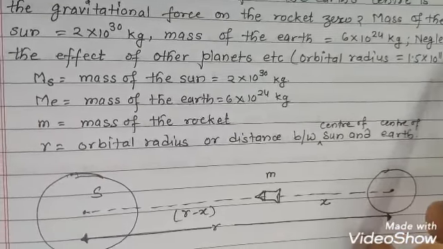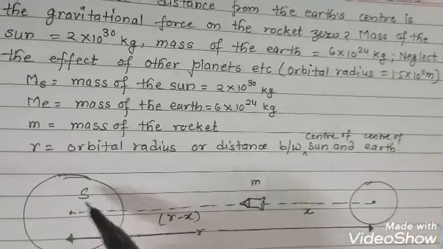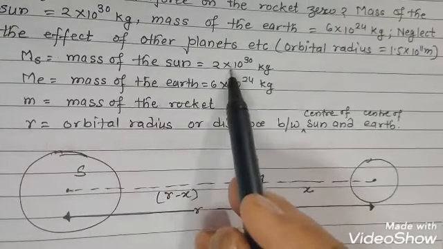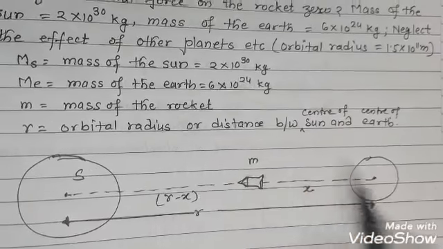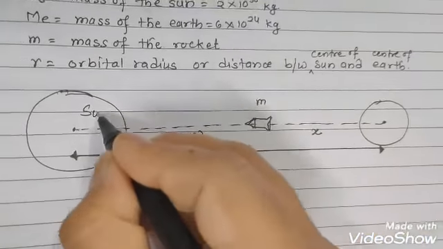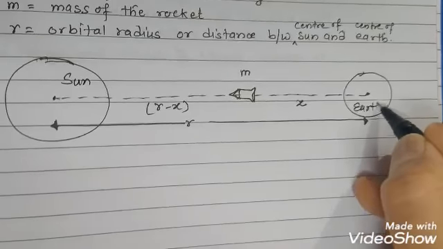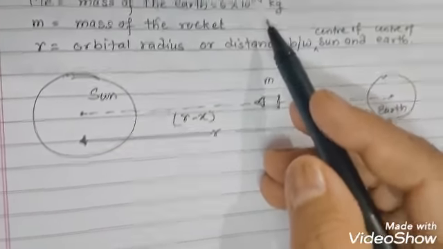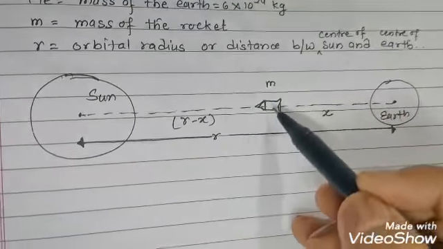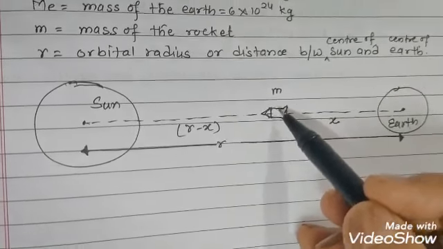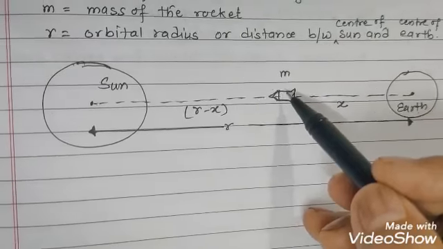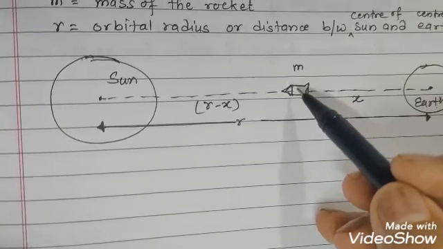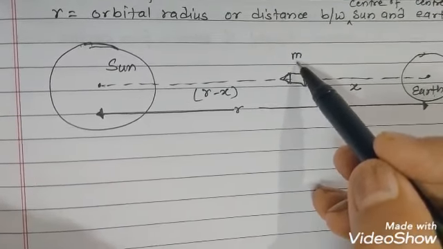So here we will see in the question what things are given. First of all, this is the Sun, and the mass of the Sun is 2 into 10 to the power 30 kg. Then this is Earth, and the mass of the Earth is 6 into 10 to the power 24 kg. Then the mass of the rocket is not given to us, but we can find the answer without it. I am just considering this as small m here.